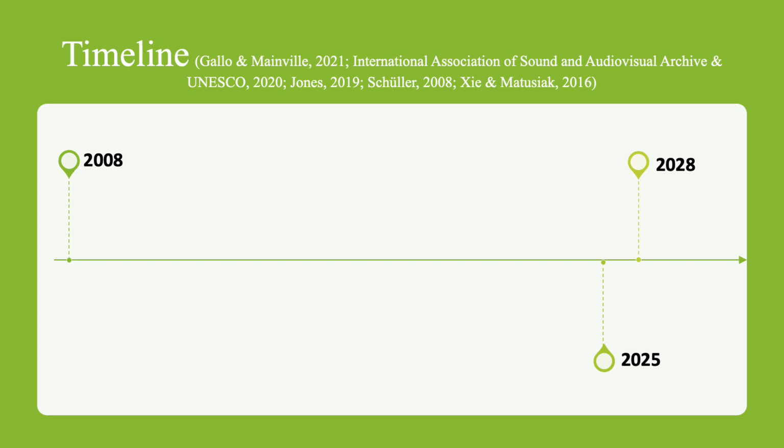What exactly are we losing when we talk about magnetic tape AV materials? According to a 2020 survey by the International Association of Sound and Audiovisual Archives and UNESCO, the top three genres of content are 1. Documentaries, speeches, and events, 2. Oral histories, and 3. World, folk, and traditional music.